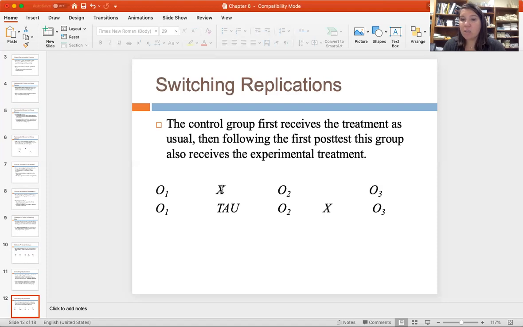So for this first group, first is the pre-test, and then one group receives the treatment, and then you have a post-test, and then they receive either the treatment again or nothing, and then another post-test. Another group receives no treatment, and then a post-test, and then they actually receive the intervention, and then another post-test as well. This is a design that's called switching replications.